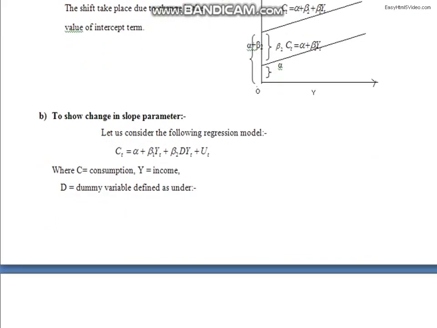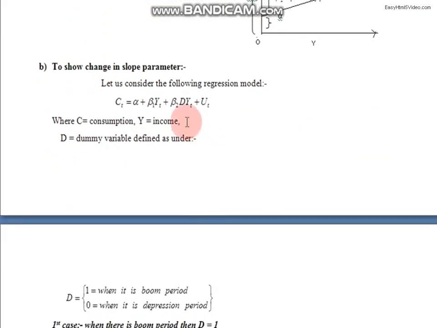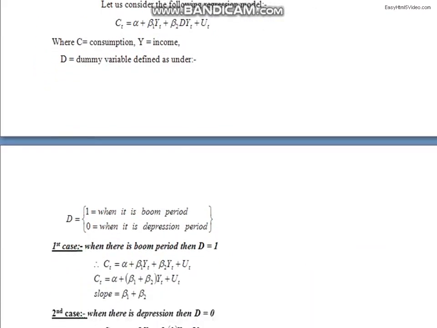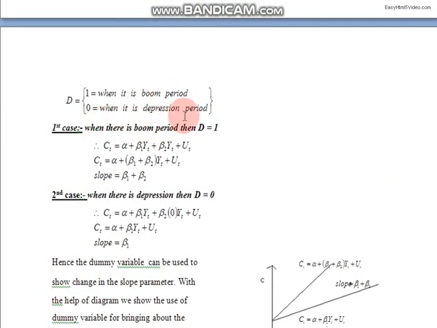Secondly, we can also show the alpha remaining constant and there is a change in the slope. In order to show the change in slope, we will assign a dummy variable to y, and alpha will remain the same. So d is equal to 1 when it is boom period and 0 when it is depression.